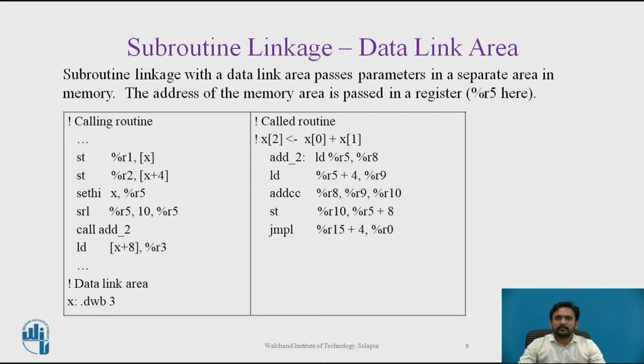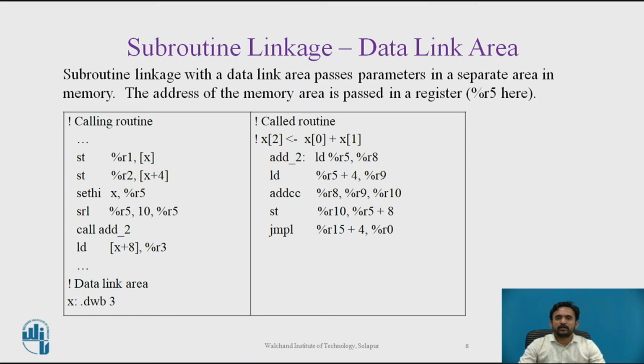The address of data link area x is passed to the called routine. The assembler recognizes the sethi construct and replaces x with its address. The SRL that follows the sethi moves the address x into the least significant 22 bits of register 5, since sethi places its operand into the leftmost 22 bits of the target register. Clear?